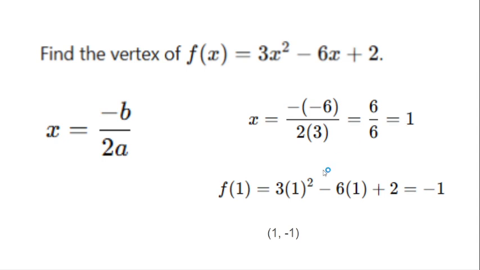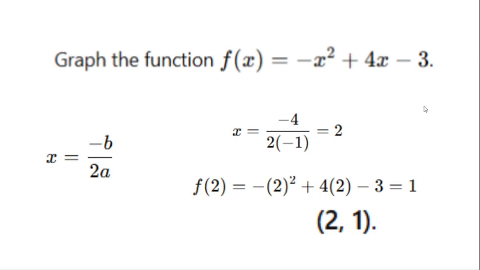So x = 1. Now that we know that x = 1, we substitute it back into the equation to find the y coordinate, and you put the x back into the equation, and you get -1, and so you get (1, -1).